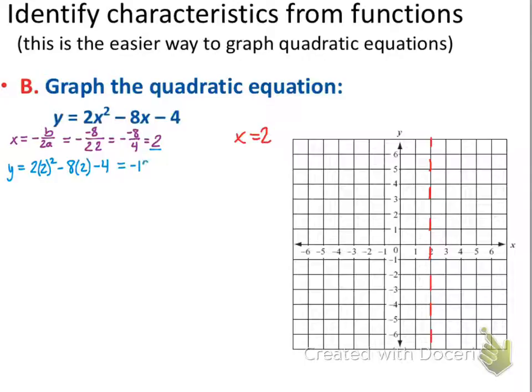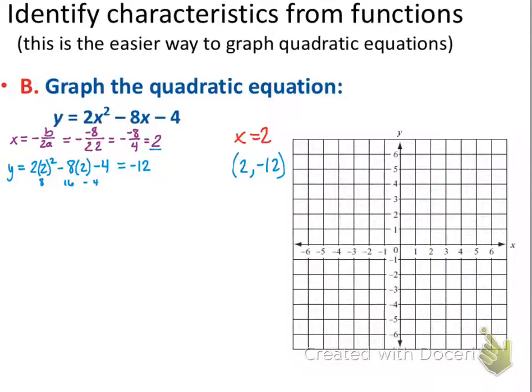Oof, this is not going to fit on my graph. Let me double check my math. That's 4 times 2 is 8, minus 16, minus 4. Yep, that seems right. Okay, so that means I've got 2 comma negative 12. Guess what? I'm going to erase my axis of symmetry there.